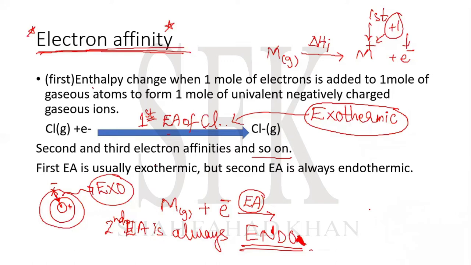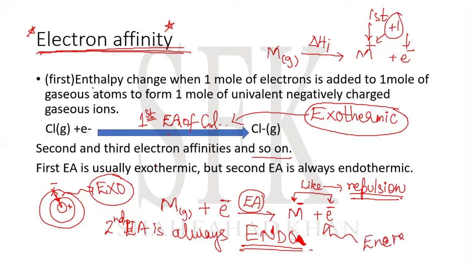Now, in case of second electron affinity, you already have a negatively charged ion, M-1, and to this negatively charged ion you are adding an electron, which is also negatively charged. Both are negatively charged species, like charges, so repulsion occurs between them. In order to overcome this repulsion, we need to provide a large amount of energy. Since energy is absorbed in this reaction to overcome the repulsion, the second electron affinity is always and always endothermic.